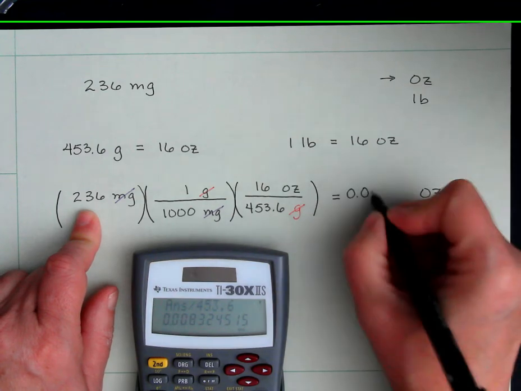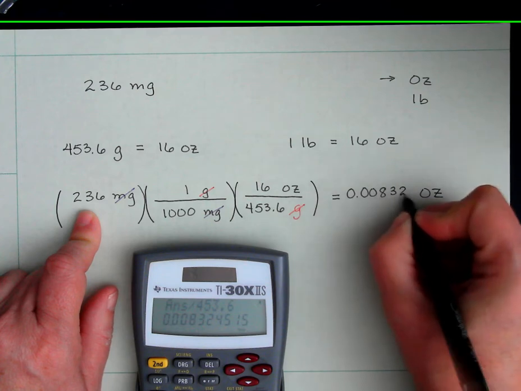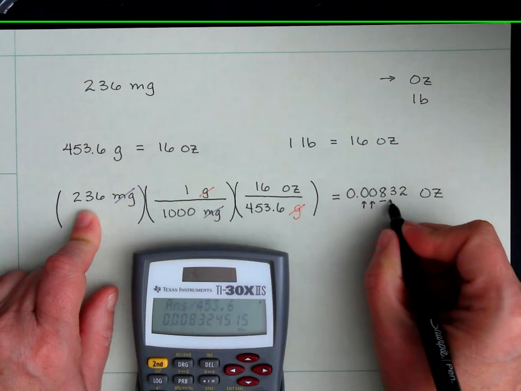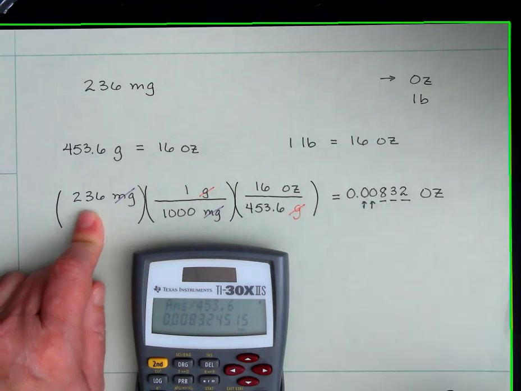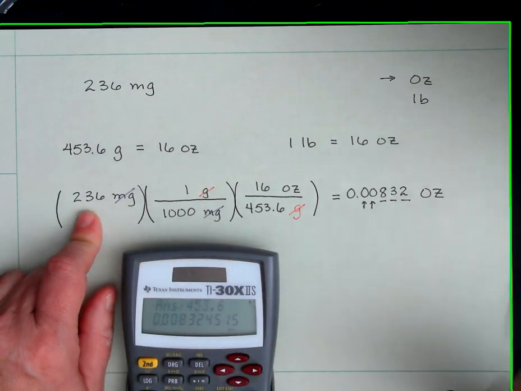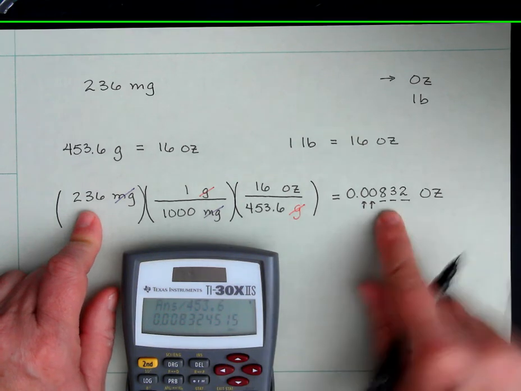So I get 0.00832. The first two zeros are placeholders. The 8, 3, and 2 are significant. I have 3 significant figures on both sides. All right, one of the things we haven't talked about is rounding, and we'll get to that in just a second. But for right now, that's how I'm going to look at it.